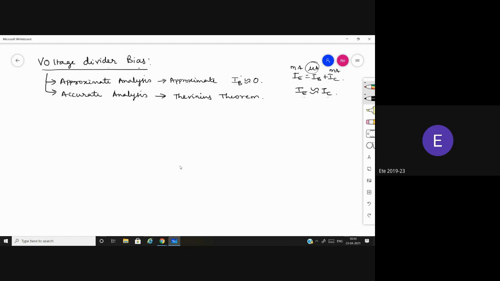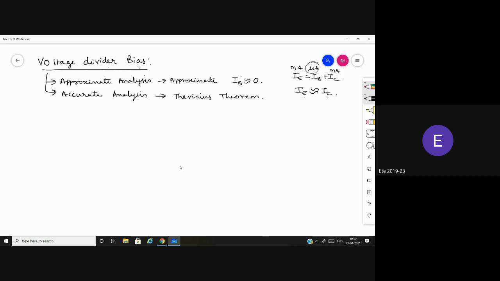So based upon the question in the exam, if it says explain or derive the necessary expressions for voltage divider bias using approximate analysis, then you need to derive the equations using the approximate method. If they ask to derive the expressions for different parameters of the circuit using voltage divider bias accurate analysis, then we need to go for the accurate analysis method. Whatever values you get by that method, you need to show.